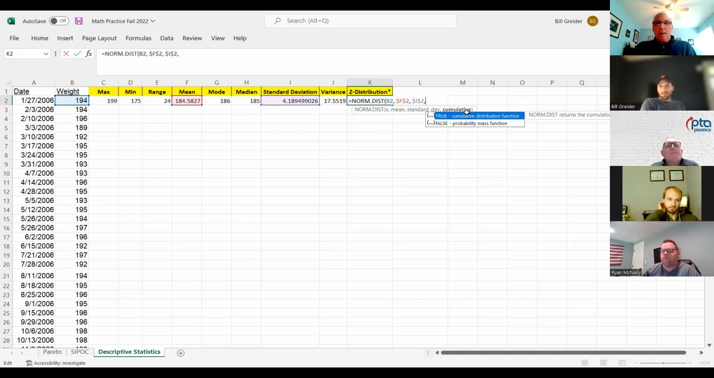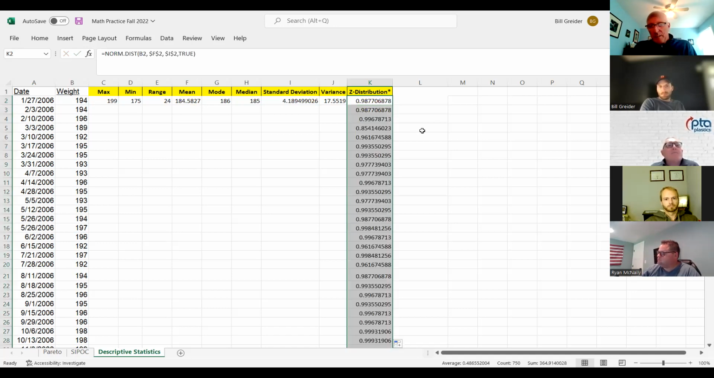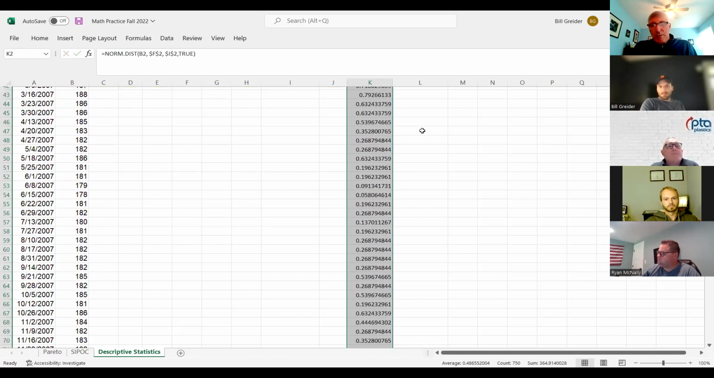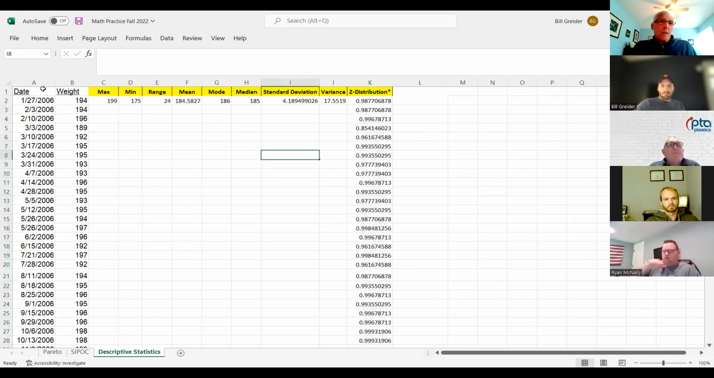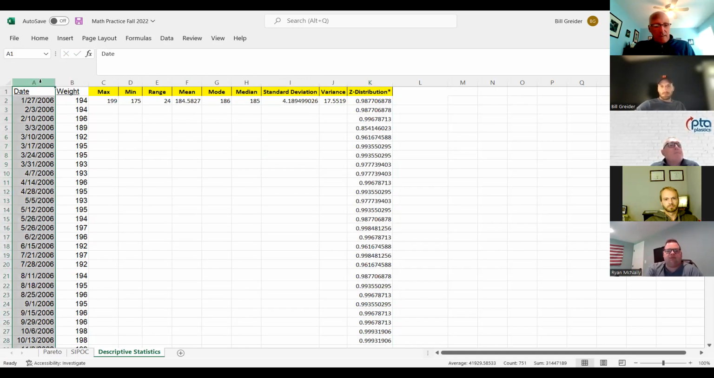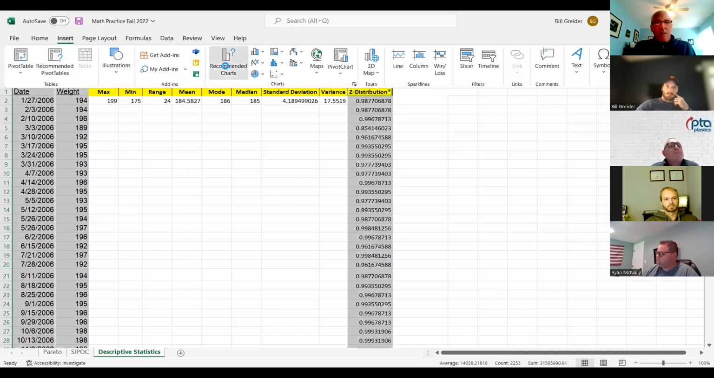Hit enter. And there's my Z distribution. And then I just take the little corner and double click it. And it fills it in for all 750 pieces of data. And now I want to see if it's normalized by highlighting my date, holding the control button, grabbing the weight, and then grabbing the Z distribution. And then go in, Insert, Recommended Charts.